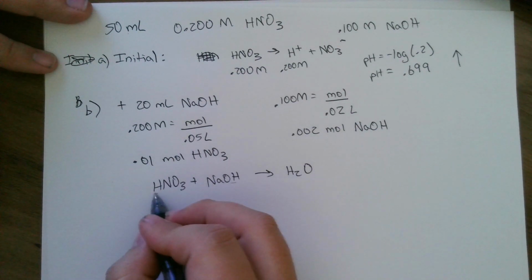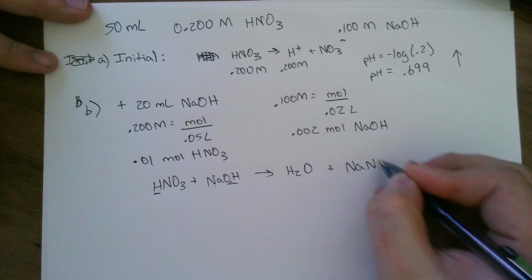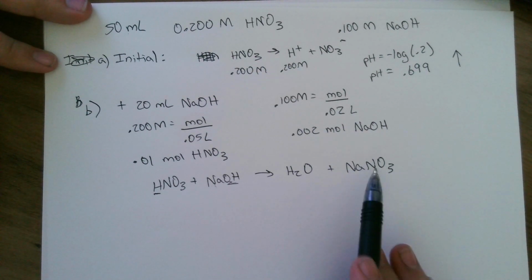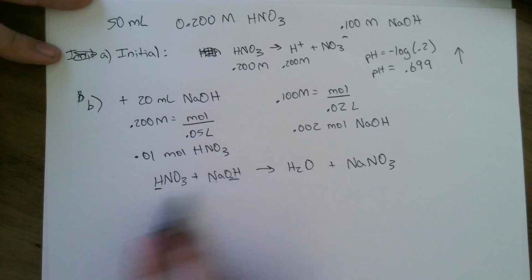OH bonds with the H, and then you're left with these middle things. You can bond them together if you want. NaNO3, it doesn't really matter. That doesn't affect the reaction at all. That is a neutral salt. It doesn't change the pH. All we really care about are these two reactants.